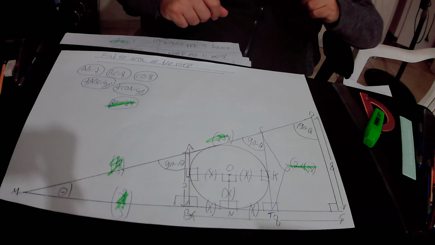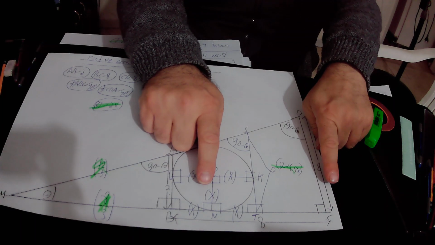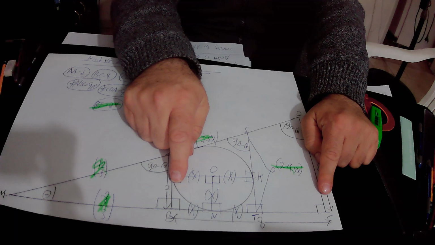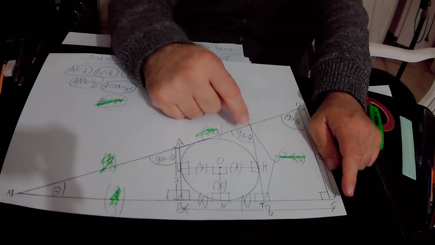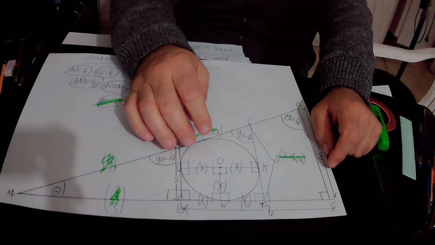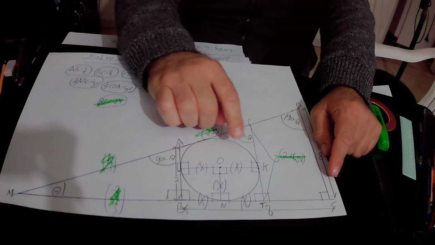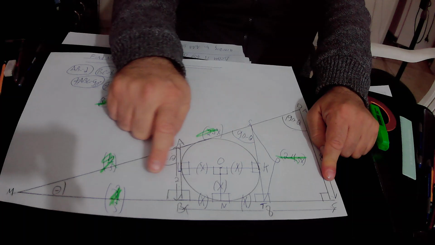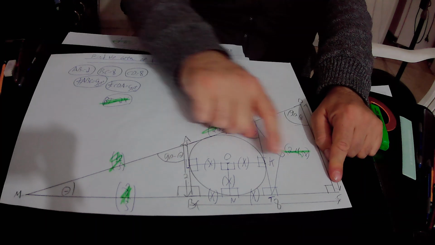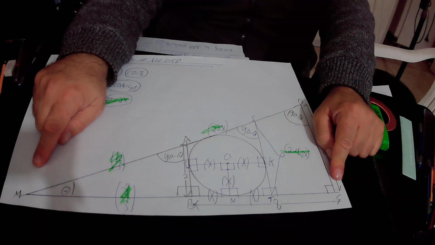Then focus on this segment CB. CB is one side of quadrilateral ABCD, therefore it is absolutely a straight line. Then we extended the straight line CB by a straight line, and the result must be a straight line. So CM must be a straight line also.